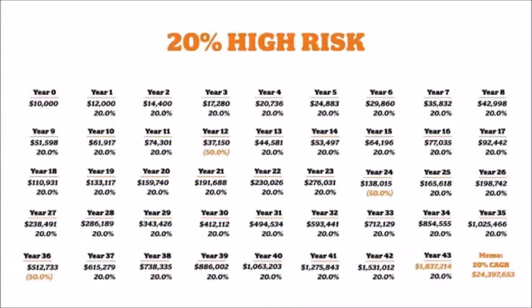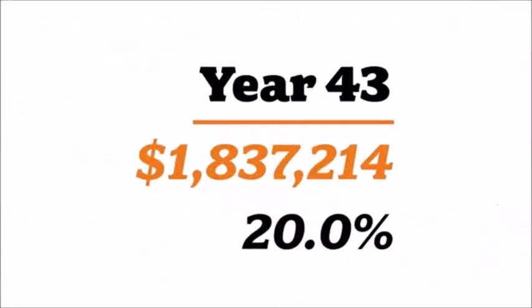Okay, now let's talk about the risk of losing money. Let's assume that in order to try to get a 20% return, you took a lot of risk, and it turns out that every 12 years, you lost half your money because you hit a bad patch in the market, you made dumb decisions. Well, your $25 million at 20% would now only be worth $1.8 million in 43 years.